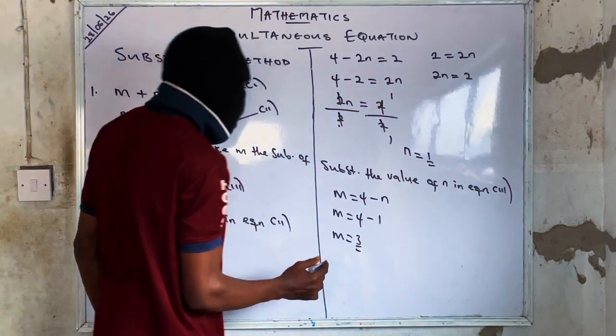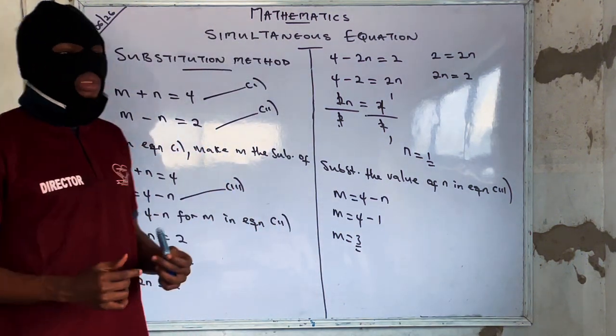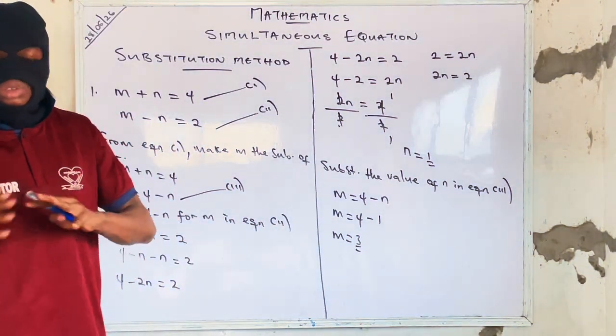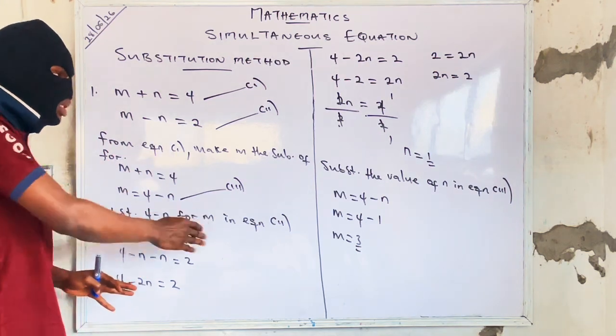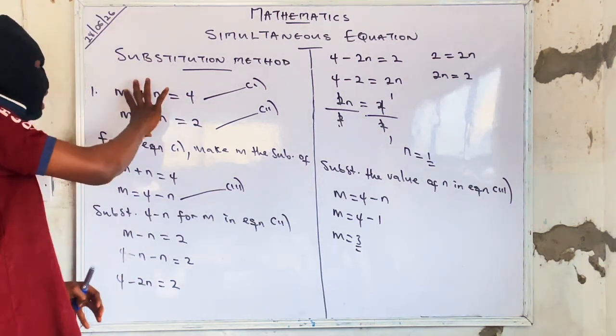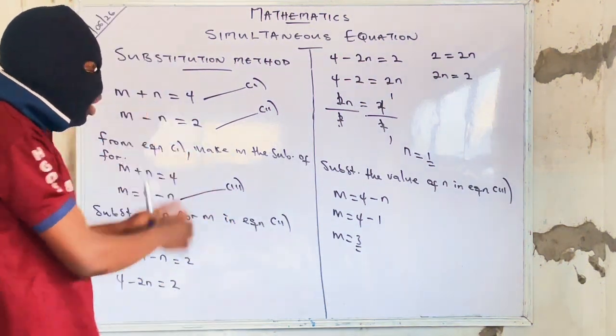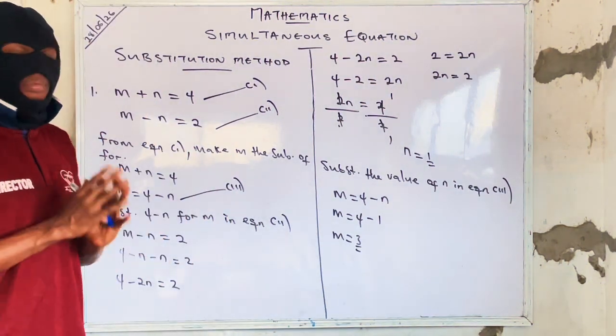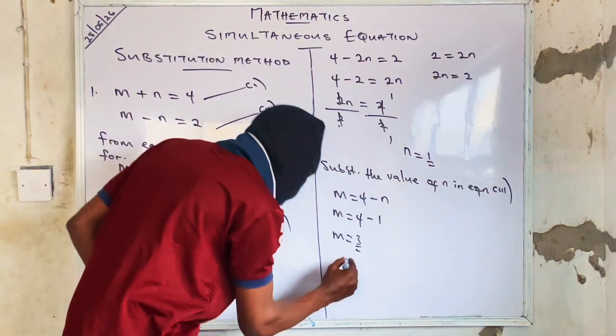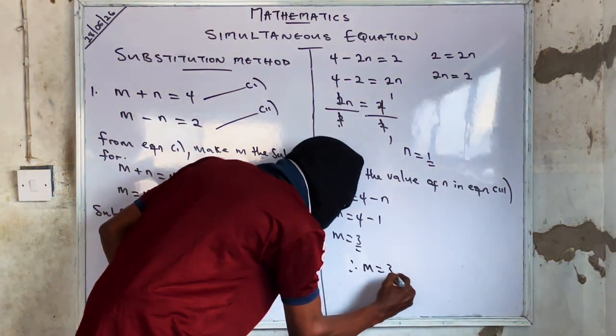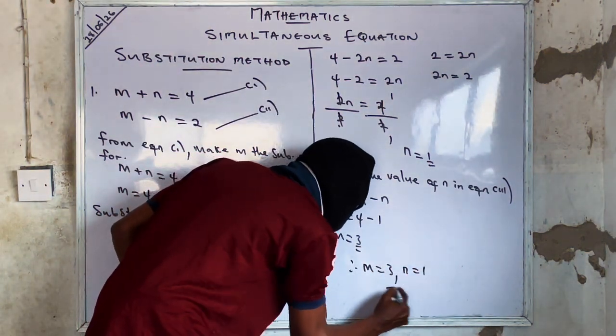You can see there's nothing like making sure that both coefficients are the same and so on and so forth. No, just go into the substitution method. Even though their coefficients are far different, just go on, you are going to arrive at your answer peacefully. Therefore you have m equals 3 and n equals 1.